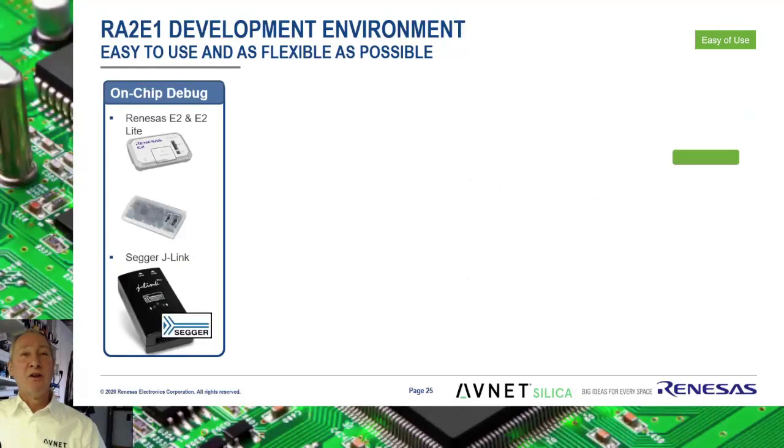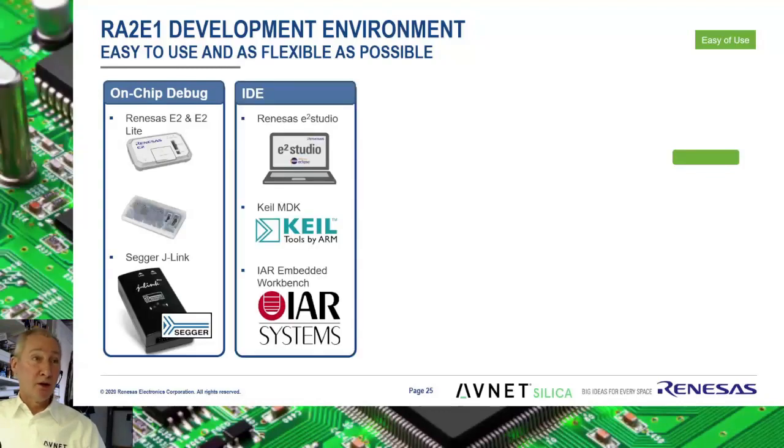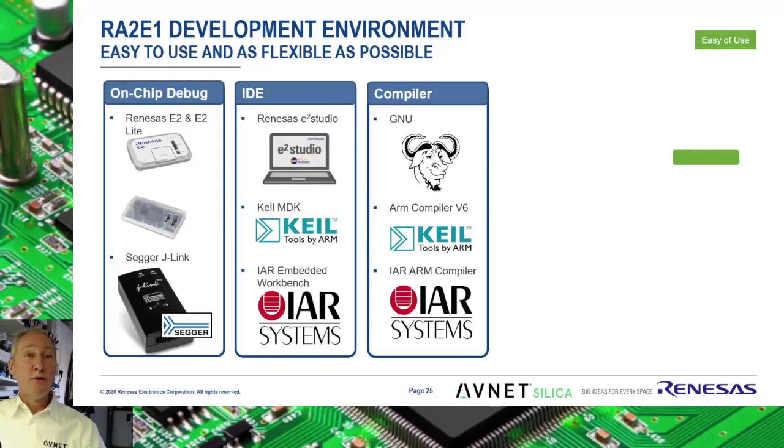The Renesas RA development environment was designed to be easy to use and as flexible as possible. The Renesas RA family is also supported by a wide range of on-chip debuggers, as you can see there. And it's currently supported by 3 different integrated development environments. As usual for ARM cores, the RA family is also supported by the GNU compiler, a free of charge GNU compiler, the ARM compiler, and the IAR compiler.